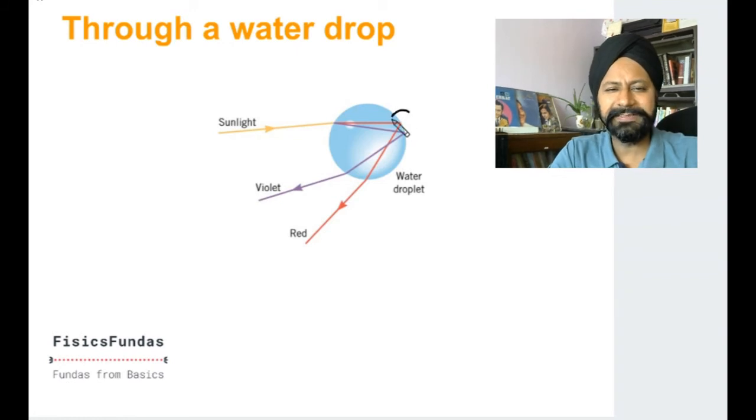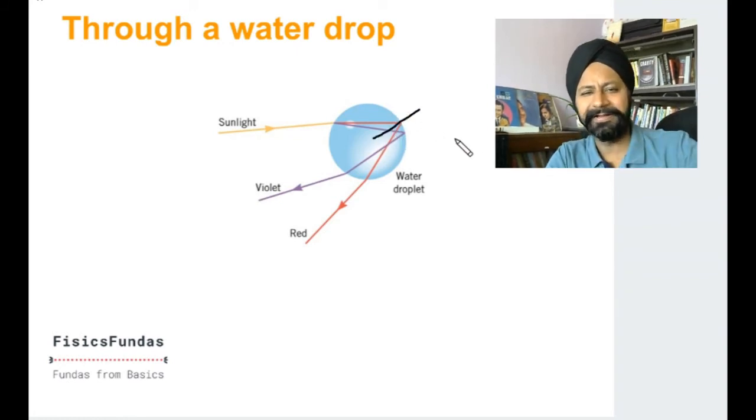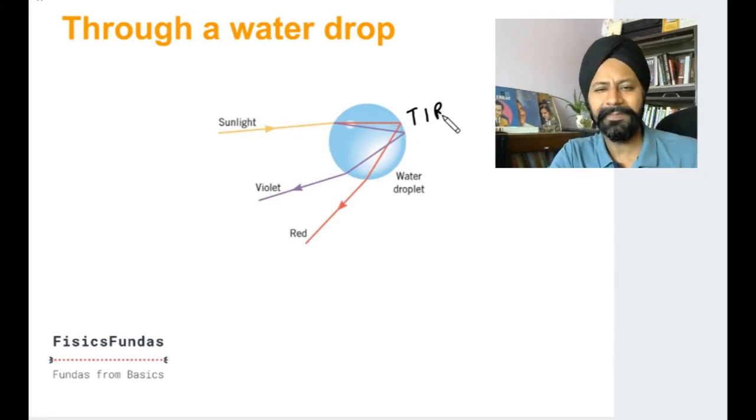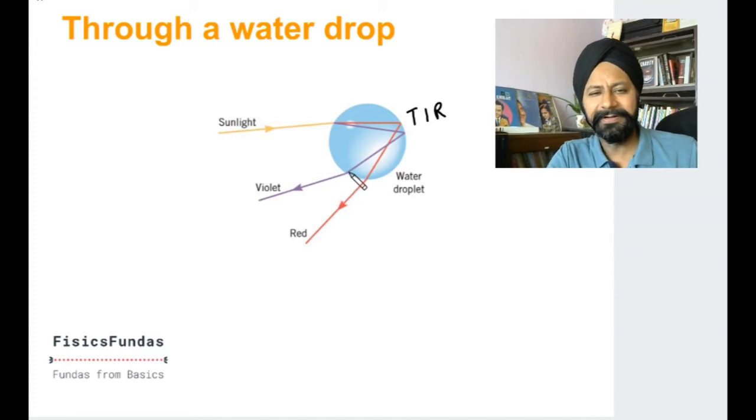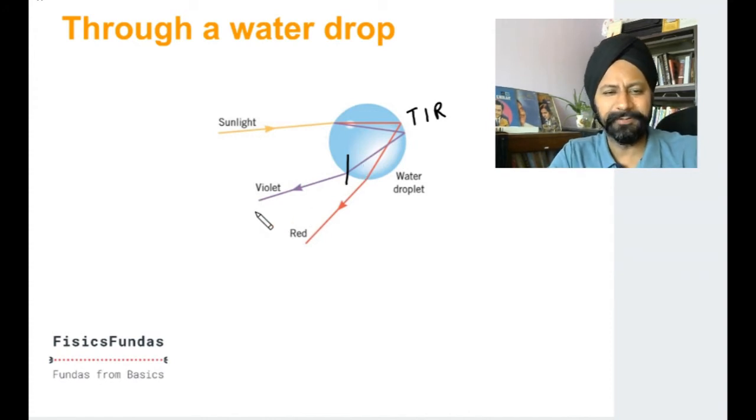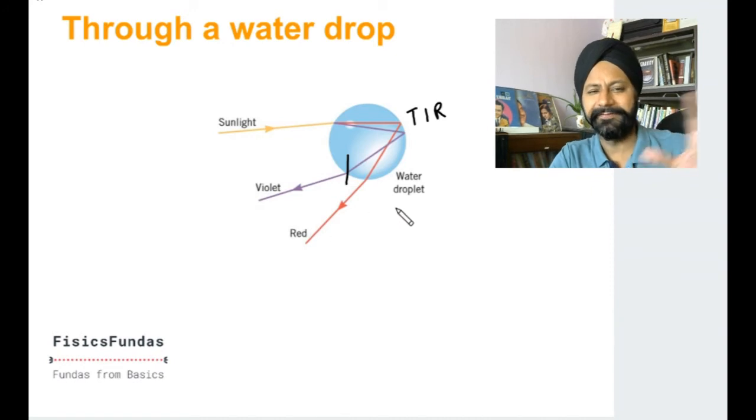Now, when the light hits here, the light hits at an angle more than the critical angle. So there is a total internal reflection happening here. Now the light comes out here. Now you can see the light will bend again, but the amount of bending in violet is more than red. Other colors are in between. So there's indigo, blue, green, and all that, right? So there are 7 colors here.